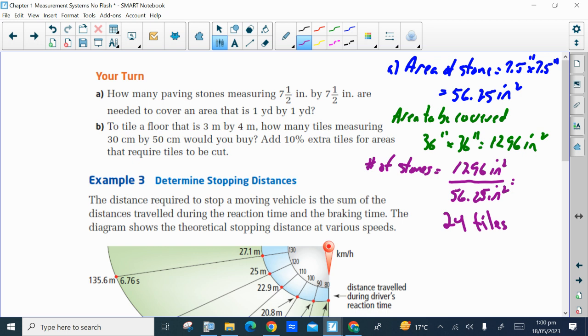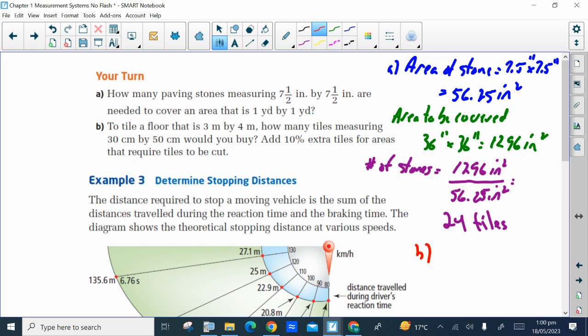Part B says to tile a floor that is 3 meters by 4 meters, how many tiles measuring 30 centimeters by 50 centimeters would you buy? It says add an extra 10% for the number of tiles for the areas that require to be cut. So again, we notice that the area of the floor is in meters, the area of the tiles are in centimeters. They need to be in the same unit, and it doesn't matter which way we do it.